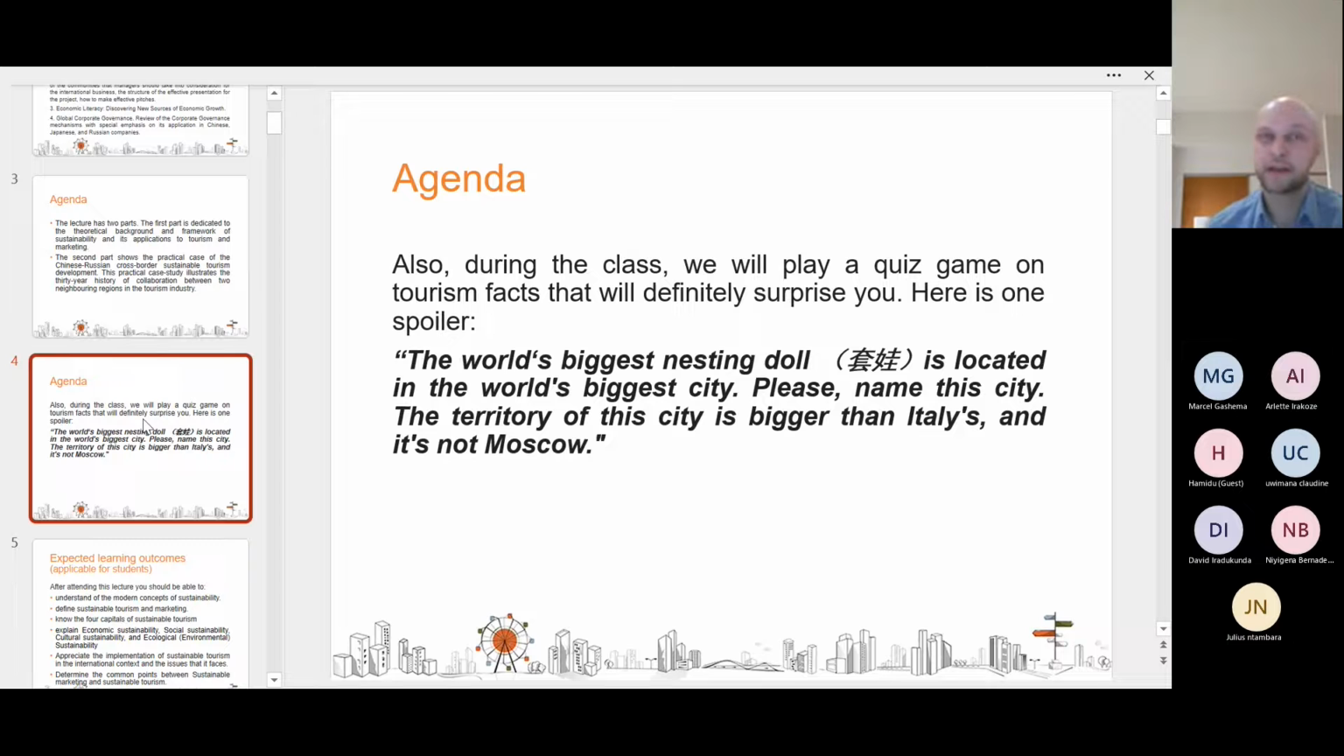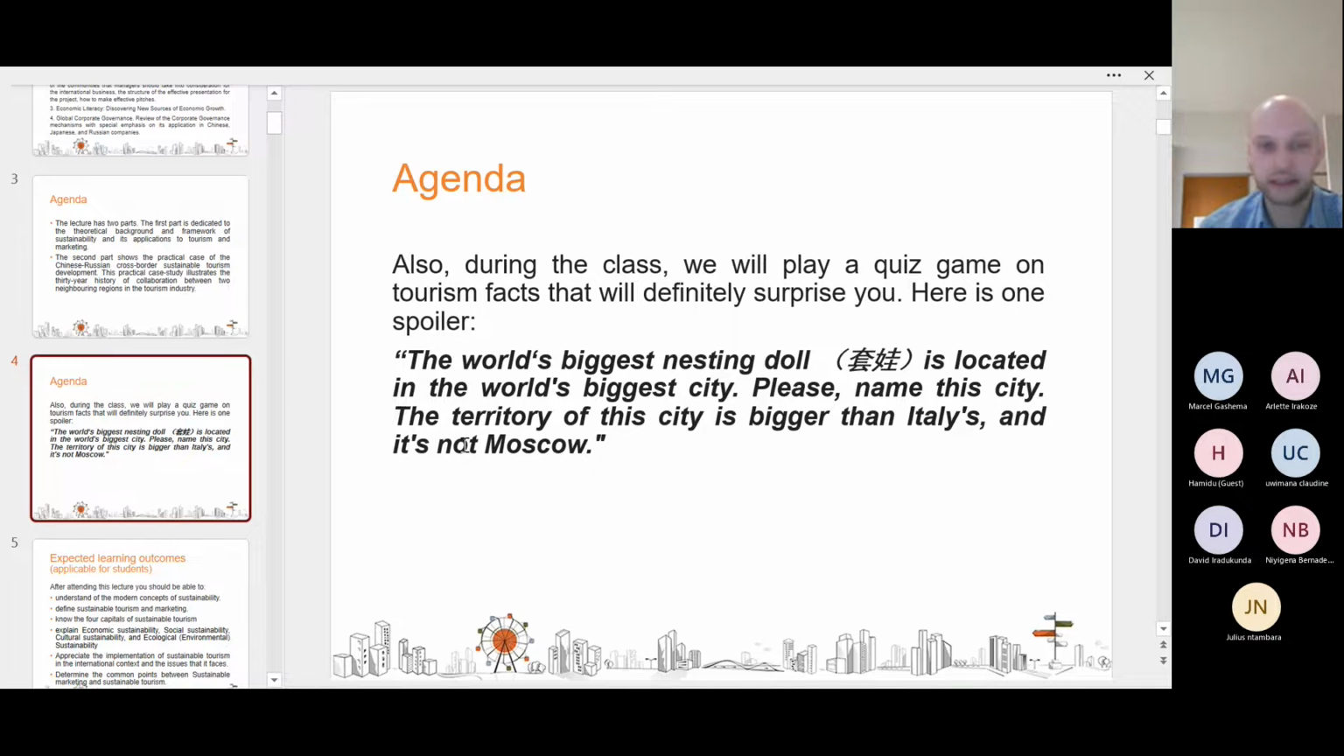Also during the class, in the final workshop, the final 40 minutes, we will play a quiz game on tourism facts that will definitely surprise you. I'd like to share a first spoiler. Can you guess where the world's biggest nesting doll is? It is located in the world's biggest city, and this city is not Moscow, so it's not in Russia. The biggest Russian nesting doll isn't located in Russia, but in some other place.